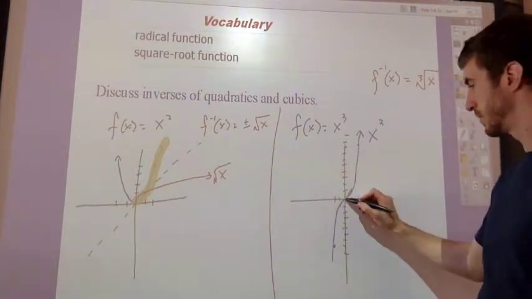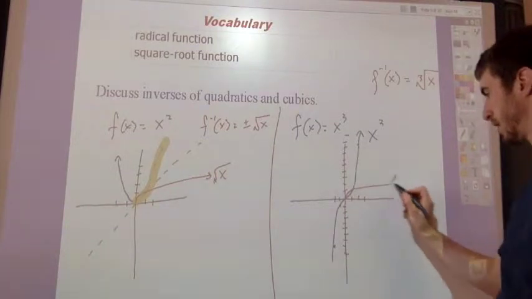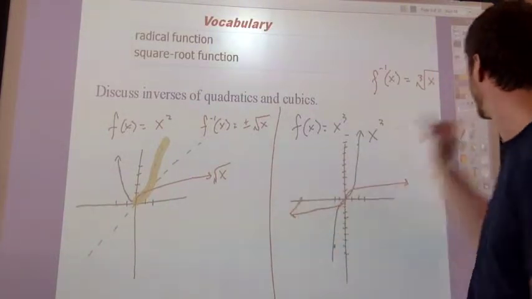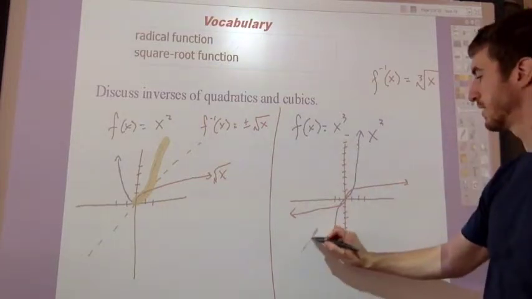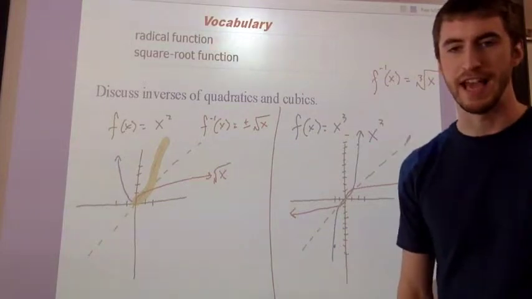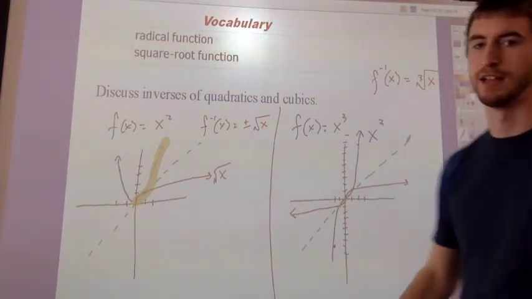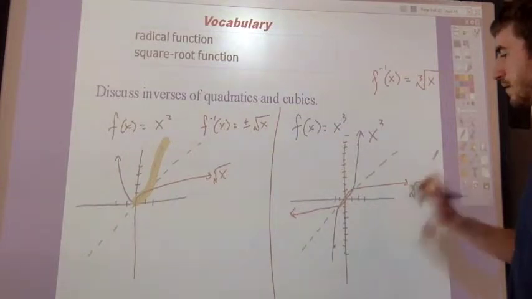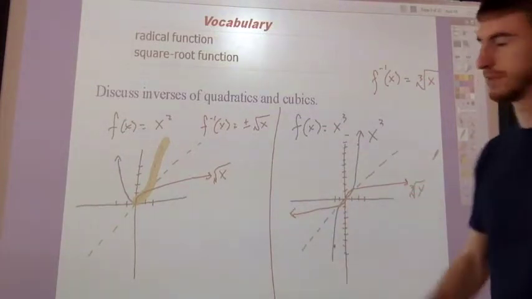And this would look something like this. Remember, we reflect across the line y equals x, or y equals eggs, if you remember the joke from that lesson. And this is the cube root of x. So that's what that graph looks like.